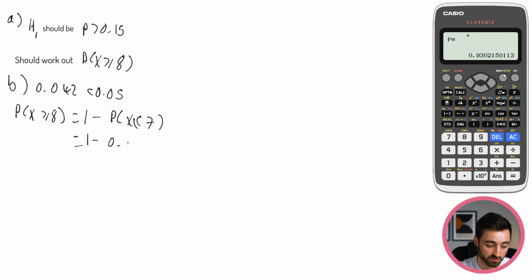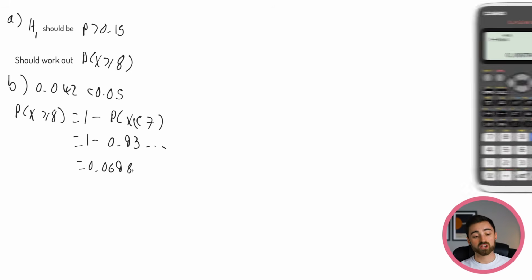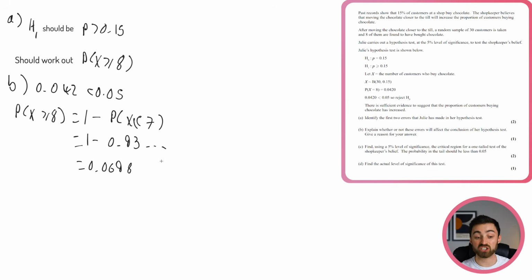And then I need to do the 1 minus, don't I? So let's go menu 1, and then 1 minus ans. And that's going to be 0.0698. So this is actually greater than the significance level, isn't it? Now, the way that she did it, it was less than the significance level, but the proper way, it's actually greater than.